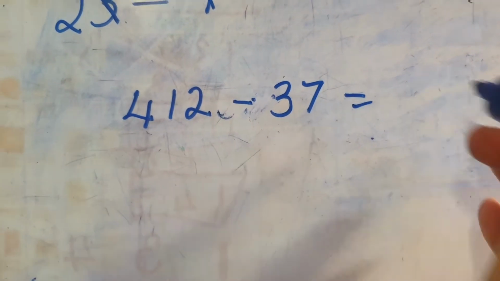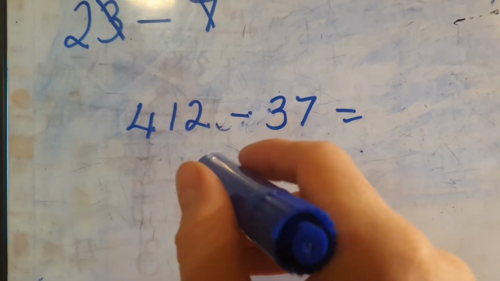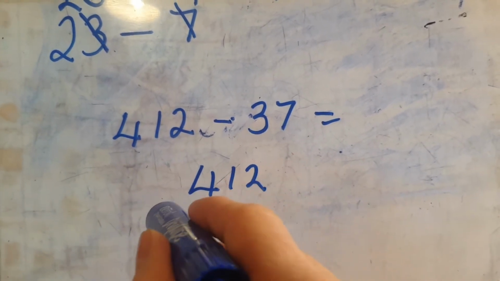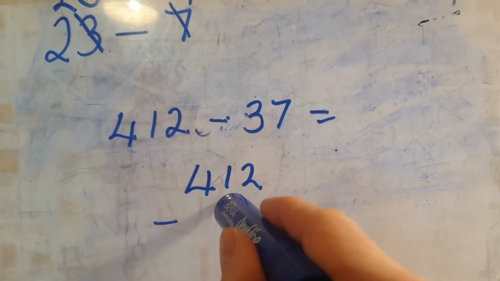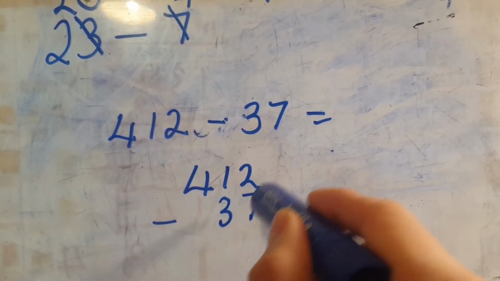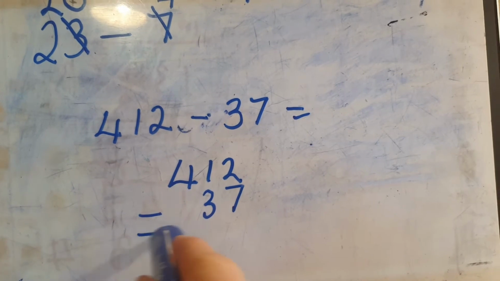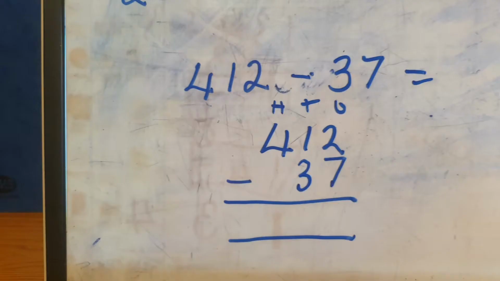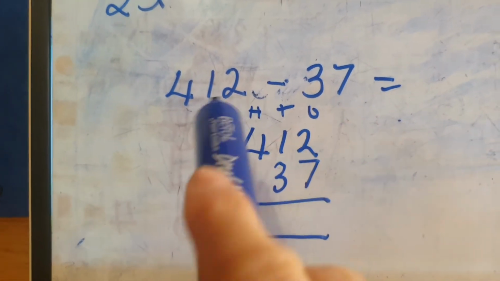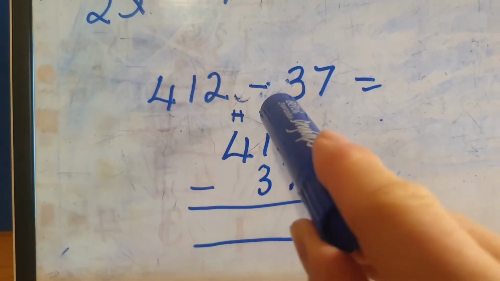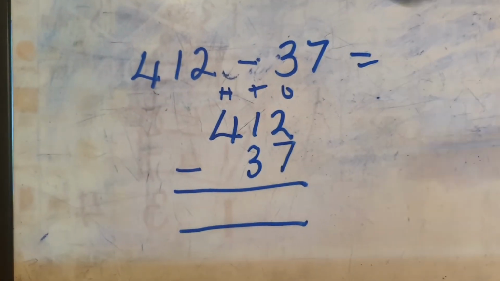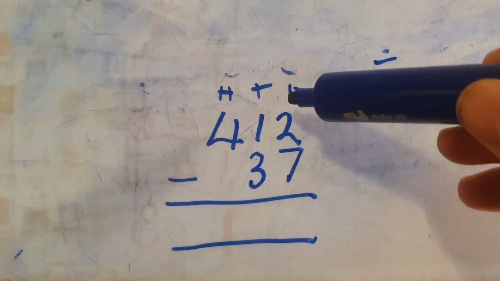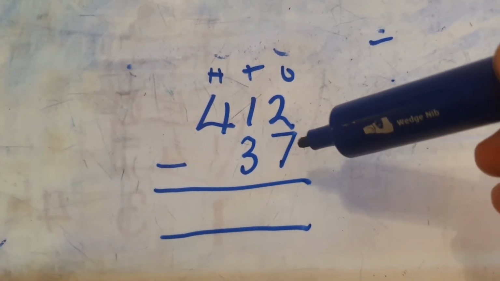Okay, so this time I've got 412 take away 37. And again, it's good if you try this yourselves, so write these in your book on a piece of paper and practice. So pause your video and have a go at answering that. And then put your placeholders on, place value, hundreds, tens and ones. So I've got 2 take away 7.